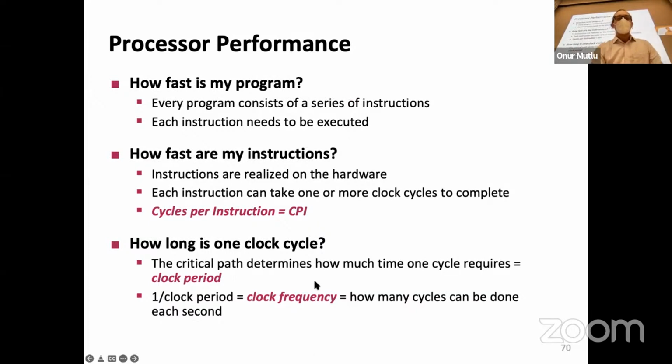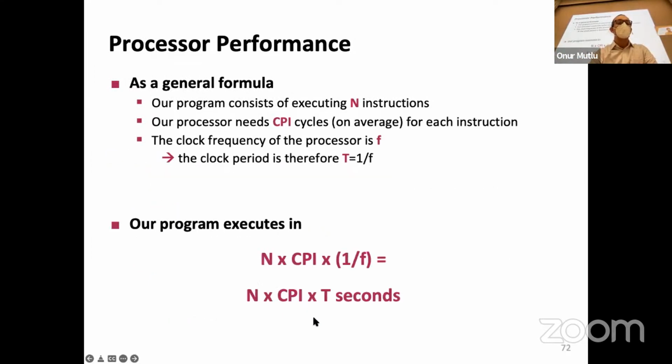Basically, how long one clock cycle is, is the critical path of the logic, and 1 over clock period is your clock frequency, basically. So as a general formula, we have this: number of instructions times cycles per instruction times cycle time. And you can think of cycle time as 1 over frequency of the machine. All of these slides are showing what I earlier said. So this is our execution time.